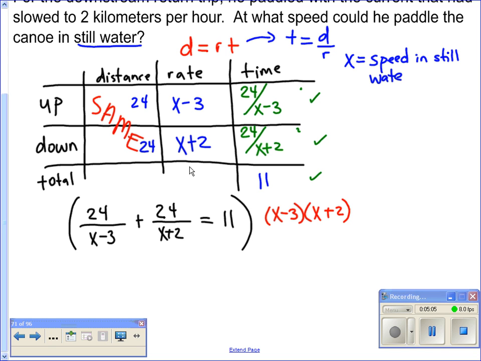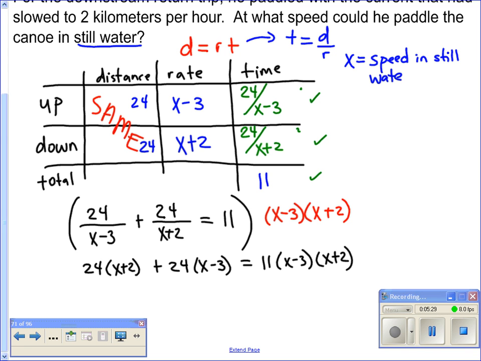So when I do that, the x minus 3's would cancel out on that first term, and you get 24 times x plus 2 plus 24, and now in the second term, the x plus 2's are going to cancel out. x minus 3 is equal to 11 times x minus 3 times x plus 2. Okay, so it looks better, but still a little bit complicated. So I would go ahead and multiply this stuff out and see if we could simplify things. So it's just going to be a process.